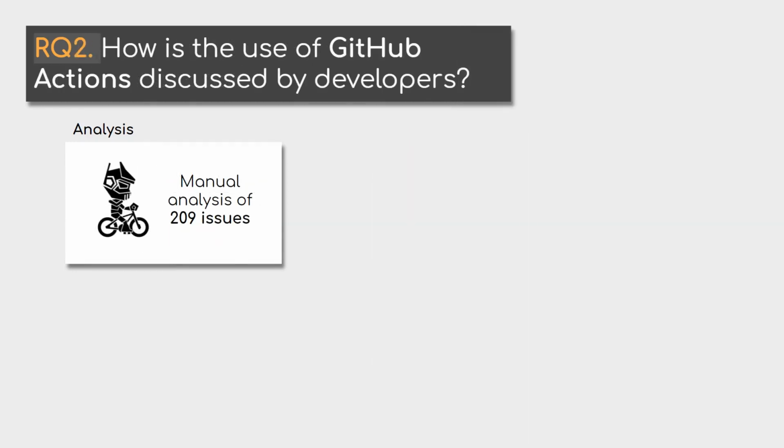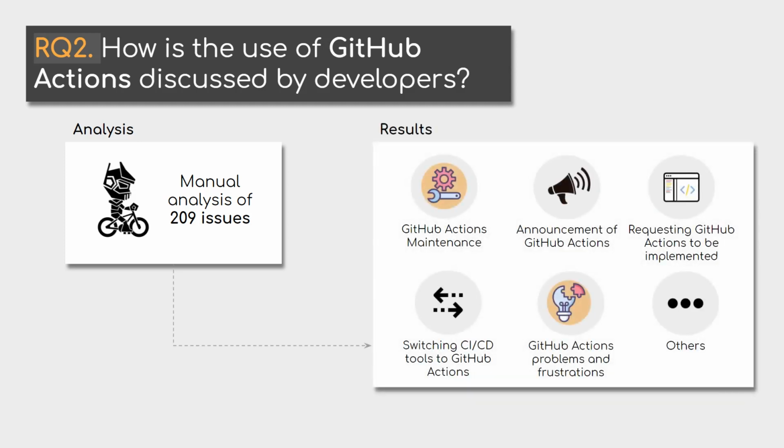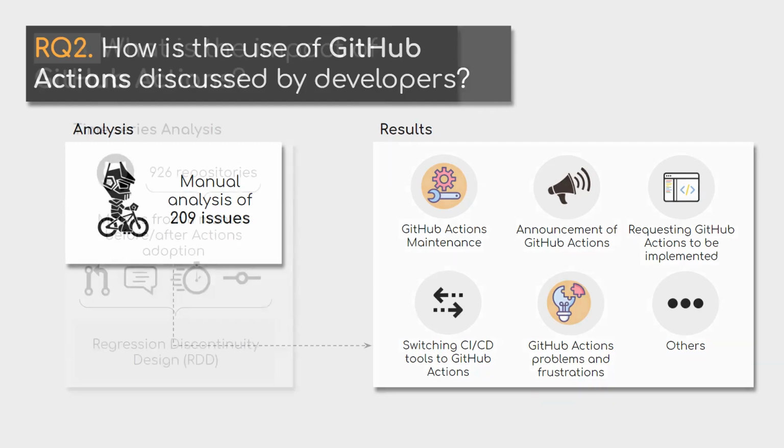To understand how developers perceive actions, we analyzed a set of 209 issues that discuss actions. The majority of the discussions are positive. We found different categories of discussions related to actions: maintenance, announcement of actions, suggestions to implement actions, switching other automation tools to actions, and problems and frustrations related to actions.